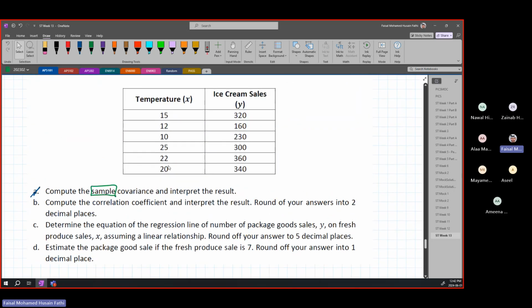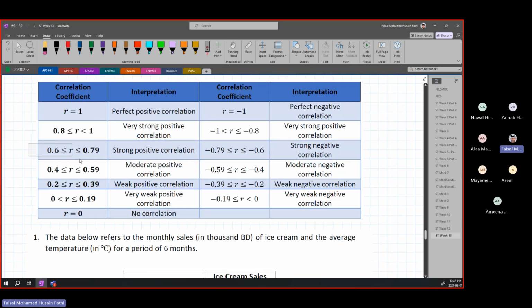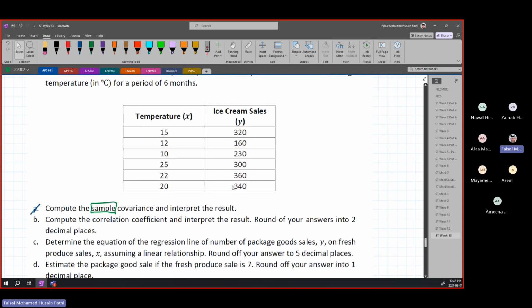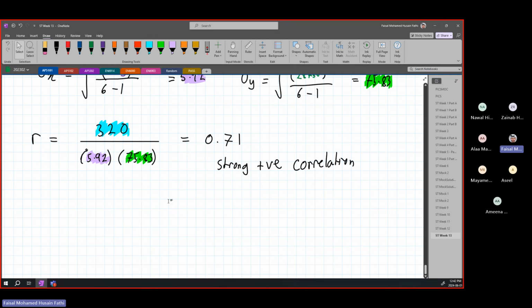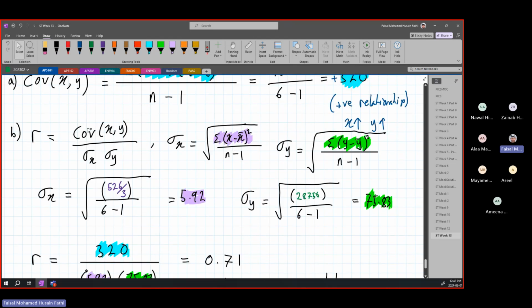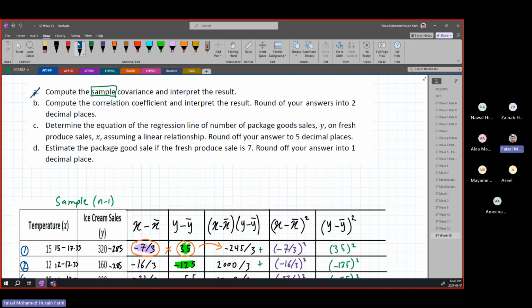And if you notice, if we compare it to this table, so 0.71 is a strong positive correlation because it's between 0.6 and 0.79. So we can say that this is a strong positive correlation. Okay, this is what is meant by interpreting what this result means. And that's it for part B. We are done now with part B. Let's look at part C.